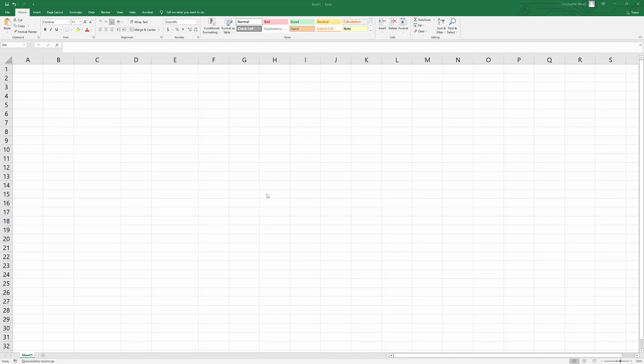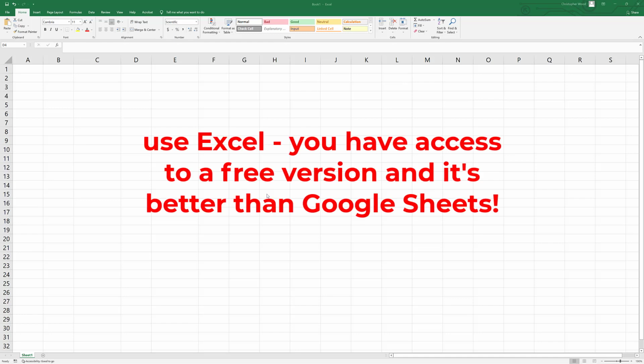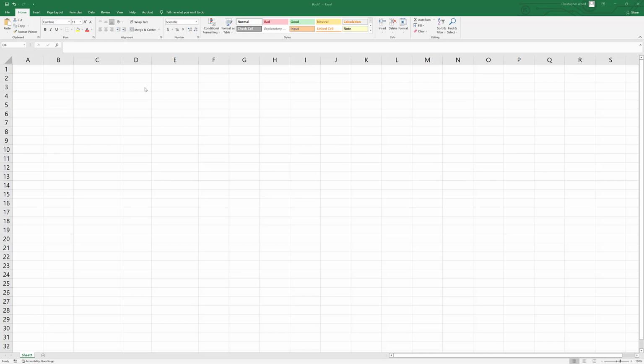Okay, we're going to set up a Microsoft Excel spreadsheet to be used to calculate the efficiency of a heat engine. I highly recommend Microsoft Excel over Google Sheets because Microsoft Excel actually can do a lot more. Plus, you have free access to it. Let's create the following column headers.